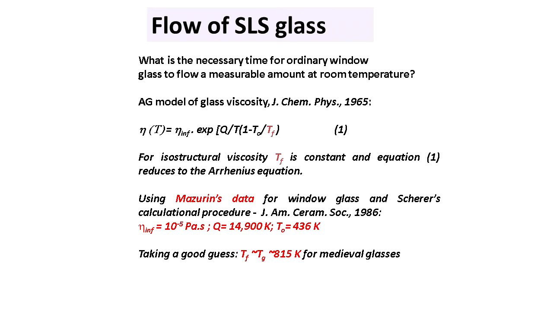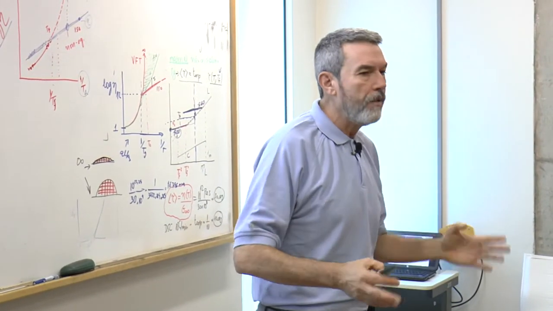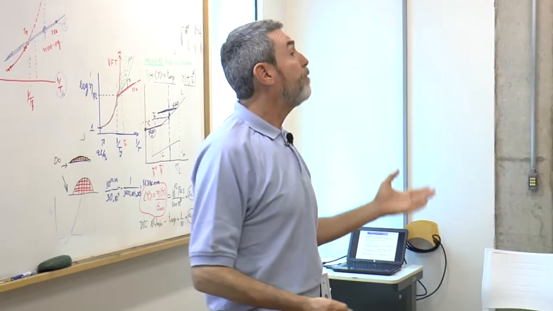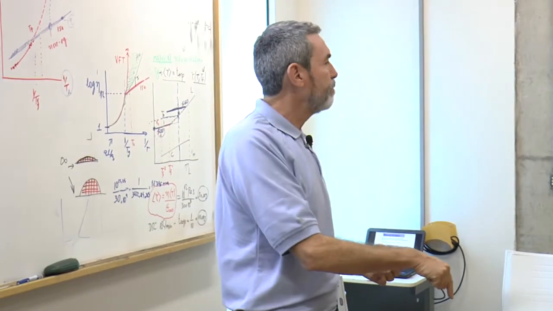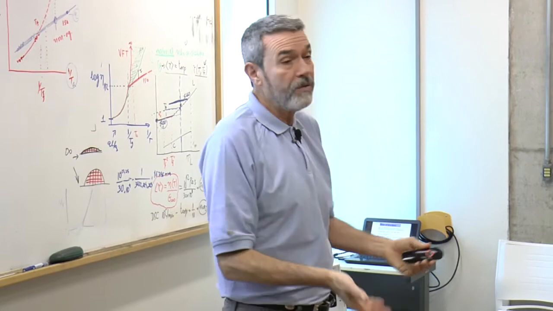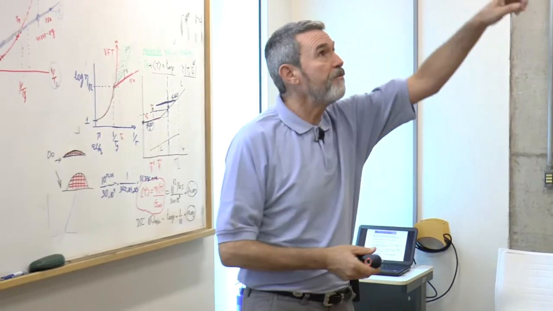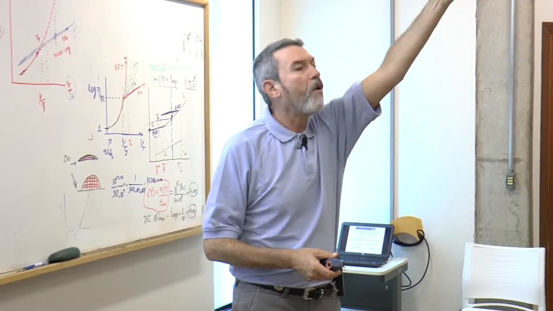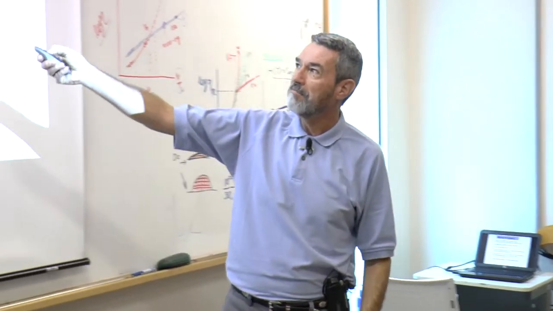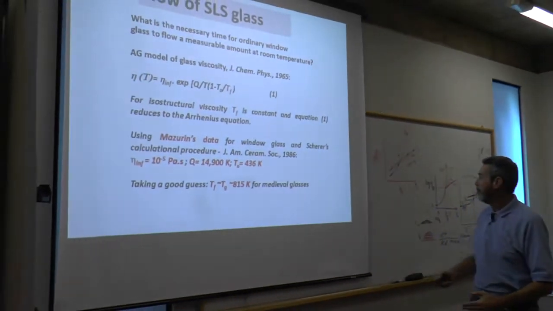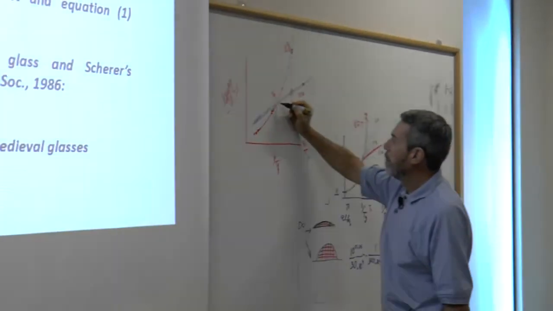Because a real glass has to be annealed. If you don't anneal a real glass, it will break. If you anneal a glass properly, the new TF is equal to the annealing temperature. And the annealing temperature is close to TG. So it's not bad to assume that the TF of all these glasses is more or less their TGs, because they have been annealed. So we took TG and we then fitted the experimental points from Mazurin.